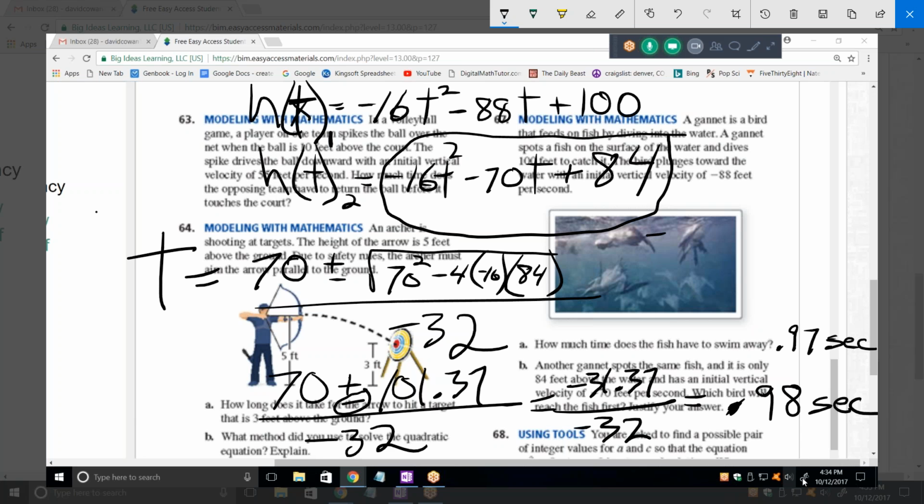Which bird gets the fish? The first bird. Yeah, the bird that's at a higher height. In other words, the first bird is at 100 feet. The second bird's only at 84 feet. But the first bird has greater velocity going down than the second bird did. So it gets there a fraction of a second sooner.